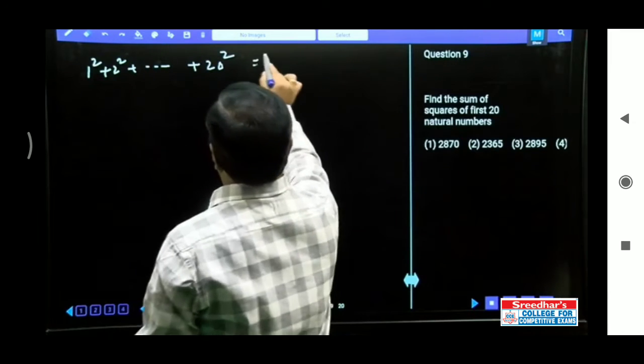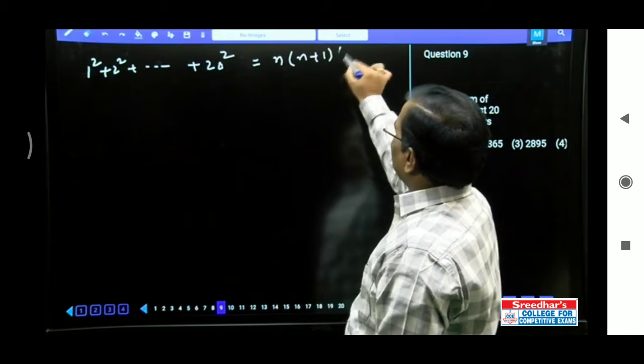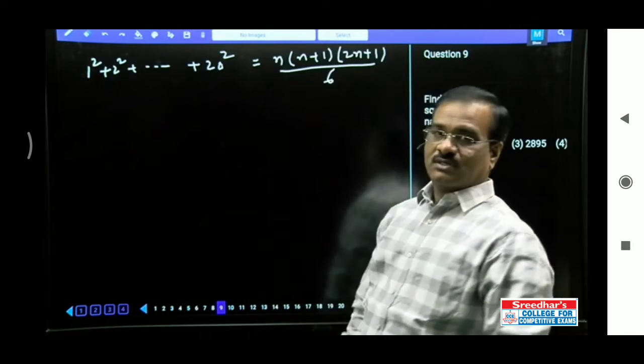అంటే ఫార్ములా మనకి n into sum of the squares of the first n natural numbers, n into n plus 1 into 2n plus 1 by 6. This is the formula. Okay.